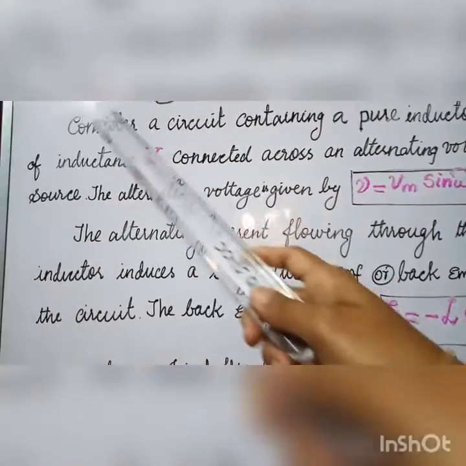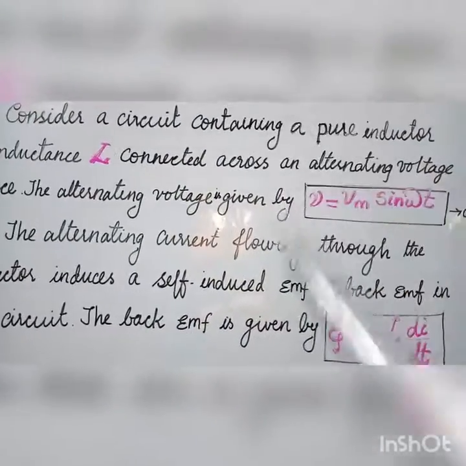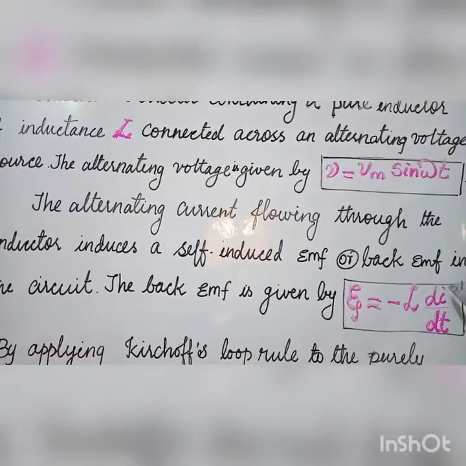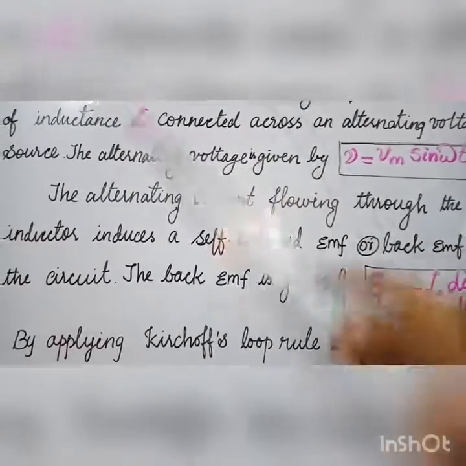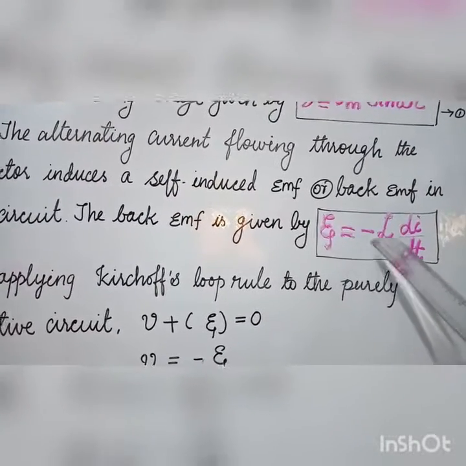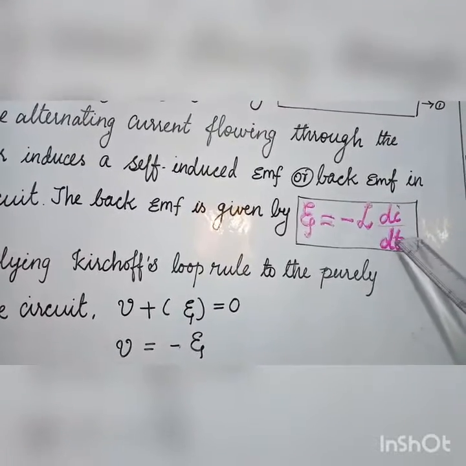The alternating current flowing through the inductor induces a self-induced EMF, also called the back EMF. The back EMF in the circuit is given by epsilon equals minus L into di by dt. Self-inductance is denoted by the letter L.